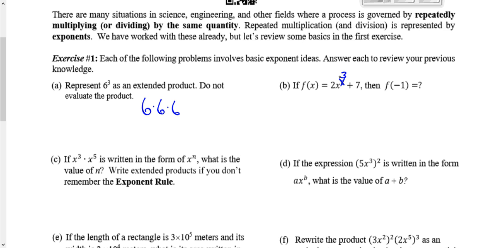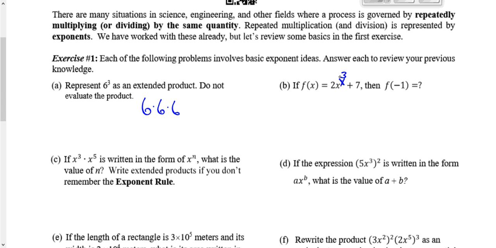So f of x is 2x to the third plus 7. Let's find f of negative 1. If I cube a negative, do I get a positive? Well, hold on. Think about why you get a positive when you square a negative. Because it's just multiplying. A negative times a negative, right? And that equals a positive. But what about cubing a negative? It's a negative times a negative times a negative, so it would stay negative, wouldn't it?